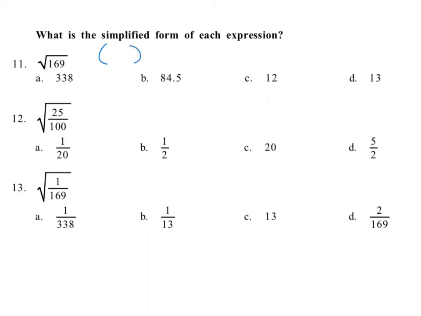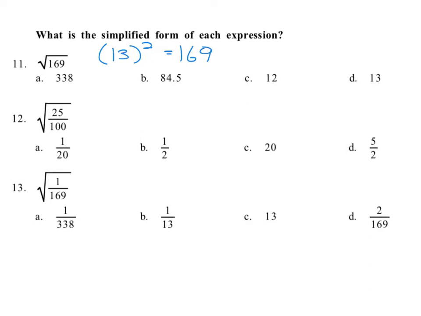squared will give you the number inside. Okay? What number times itself will give you 169? Well, you may have known this from just, you know it, but it is 13 times 13 is 169. So then the answer is D.